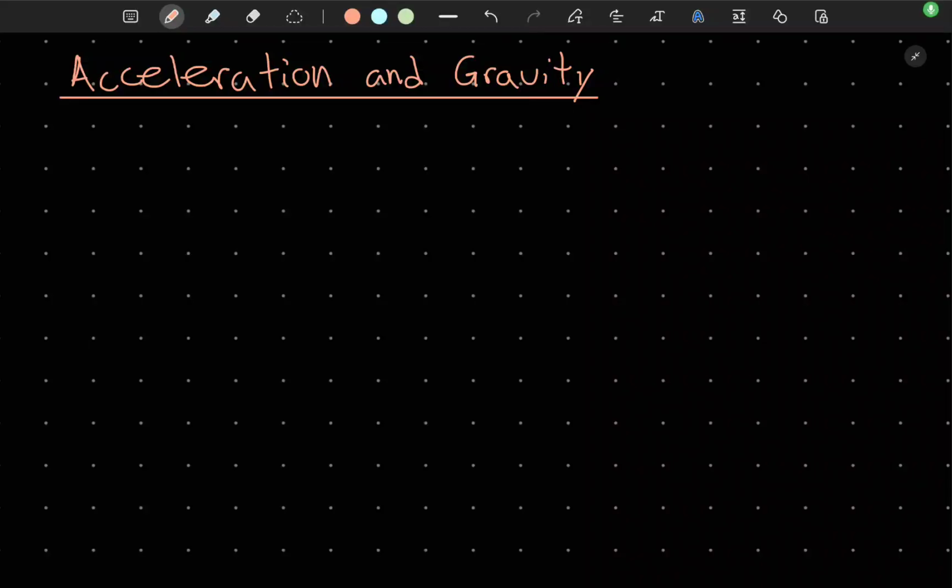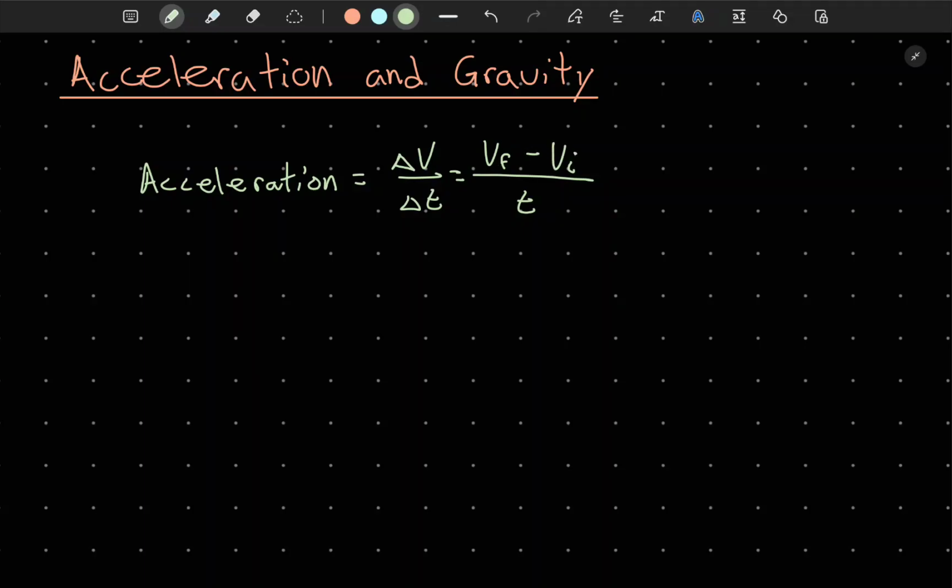So today we'll be talking about acceleration and gravity. And the first thing I want to start with is acceleration, which is defined as the change in velocity, delta v, over a certain change in time. So that means, let's just say our change in time is t seconds. That means the final velocity, v sub final, minus the initial, which is v sub i, over that time will give us our acceleration.